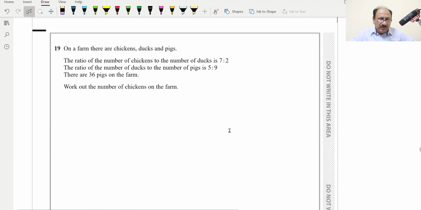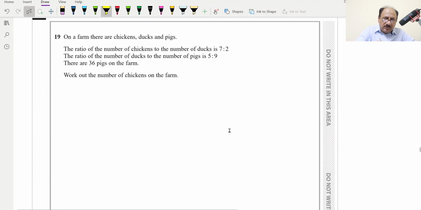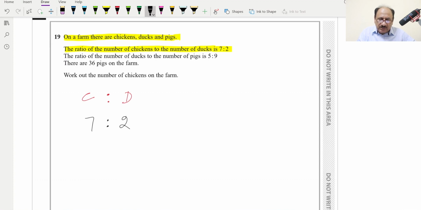Now question number 19. Question number 19 says, on a farm there are chickens, ducks and pigs. The ratio of number of chickens to the number of ducks is 7 ratio 2. So chicken ratio ducks, this one is 7 ratio 2. So 7 ratio 2 we can write over here.